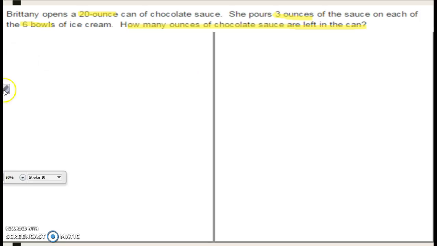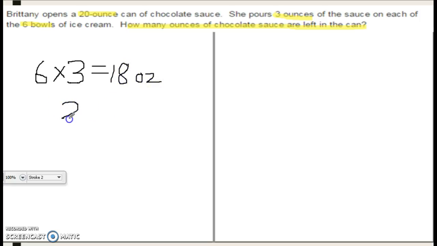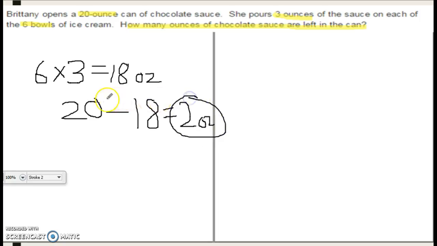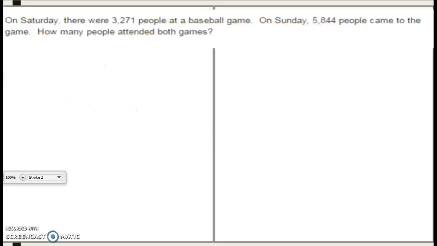So we have 6 bowls of ice cream, and in each bowl of ice cream, 3 ounces of the sauce were poured. So 6 groups of 3. So 18 ounces of the chocolate sauce were already used. Now we're going to take what Brittany started with, 20 ounces, minus the 18 ounces that were already used. So Brittany has 2 ounces left. 2 ounces of chocolate sauce left in the can.